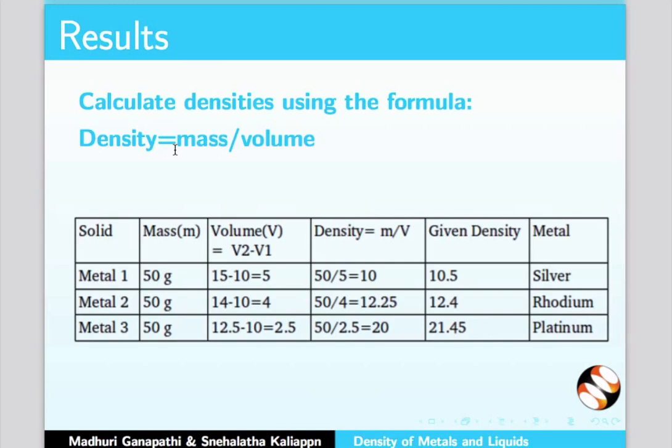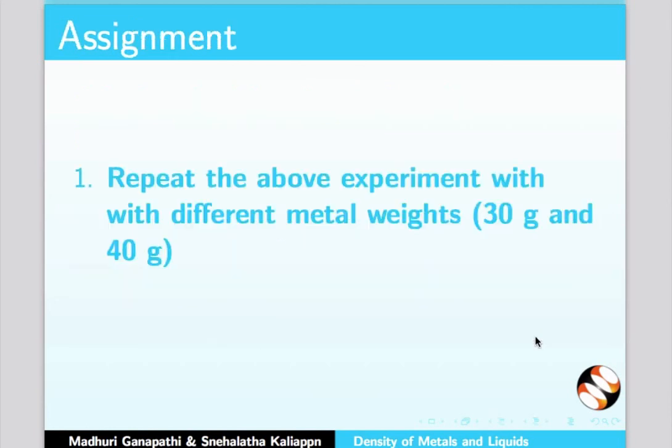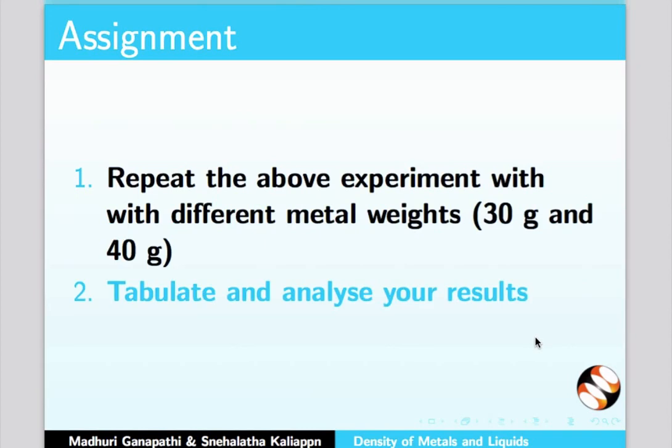This slide shows the density calculations for the metals. Calculate the densities using the formula density is equal to mass by volume. Experimental density of metal 1 is 10, which corresponds to silver. Metal 2 is 12.2, which corresponds to rhodium. Metal 3 is 20, which corresponds to platinum. Repeat the above experiment with different metal weights, 30 grams and 40 grams. Tabulate and analyze your results.